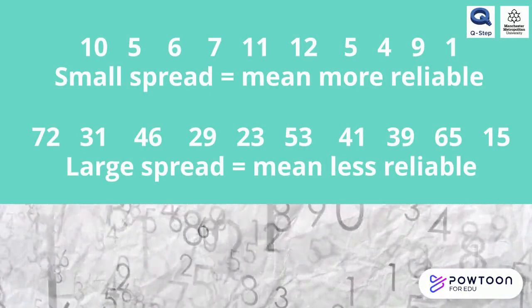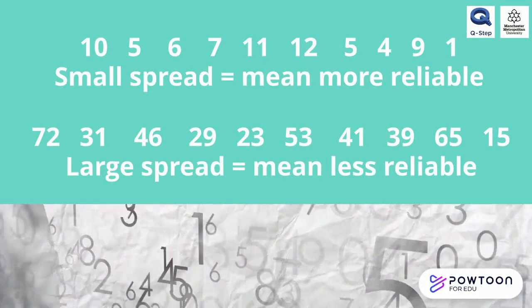Back to measures of dispersion. We want to find out the measures of dispersion as we want to know what kind of spread our data has. If the data has a small spread, we know our mean is more reliable, whereas if our data has a large spread, such as the second dataset here, then we know our mean is less reliable.